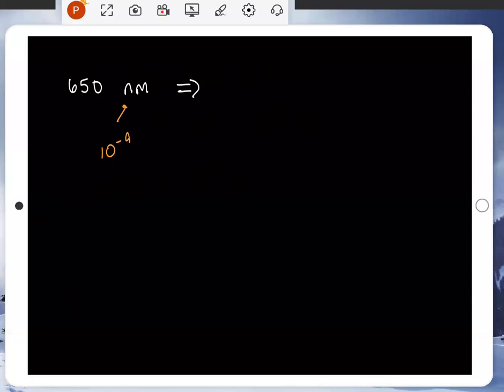Okay, well then this must be just 650 times 10 to the ninth meters. But like we said, we might want to put it in very proper form. So how many times do we move the decimal place? If we move it to the left, then we have to add to this exponent. So 10 to the negative seventh meters.